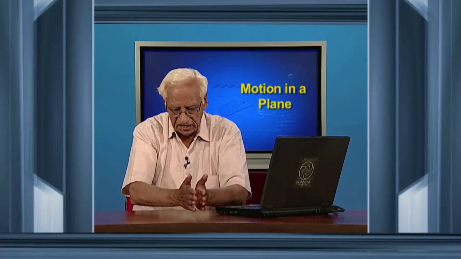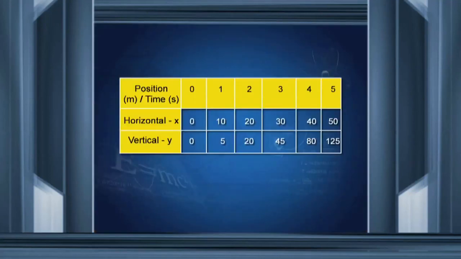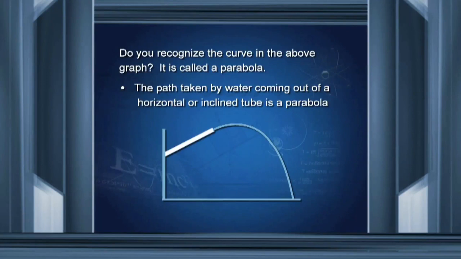So, after each second, we note the position along the x axis and the position along the y axis from the top of the building and we assemble the data in this table. Here you see on the horizontal axis, the distance is 10 meters, 20 meters, 30 meters after 1, 2, 3, 4, 5 seconds. On the vertical axis, the distance from the top is 0, 5, 20, 45, 80, 125 meters. And we plot this along the x and y axes.